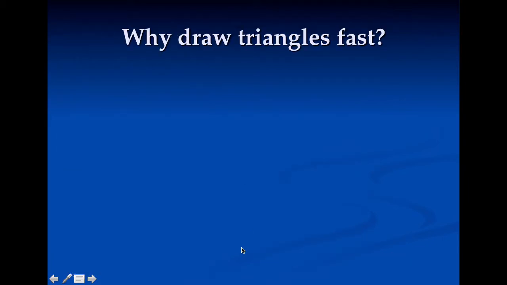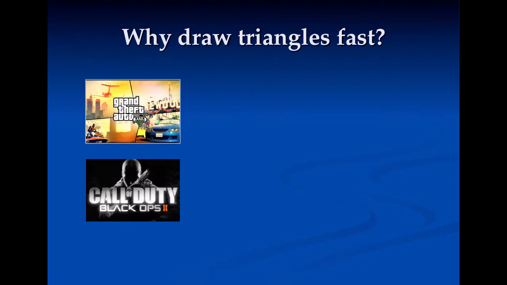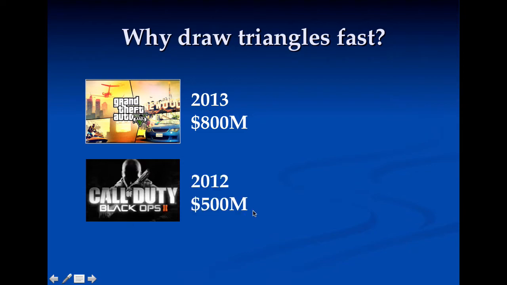So why do we care about drawing triangles fast? Well, let's take a look at the two most popular games for the past 2 years, Grand Theft Auto and Call of Duty Black Ops something or other. This game here made $800 million, and this one made $500 million. What's important to realize is this was in the first 24 hours they went on sale.